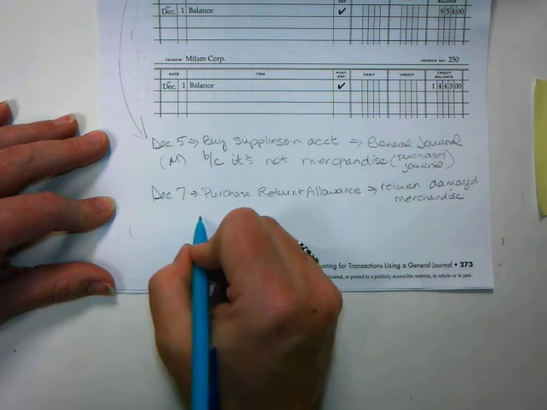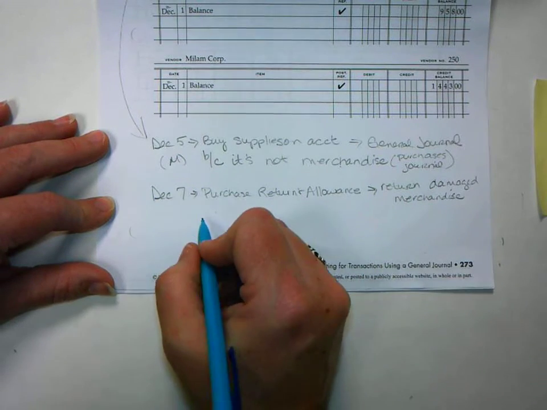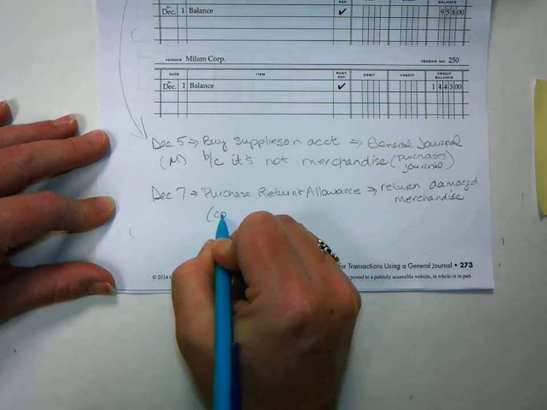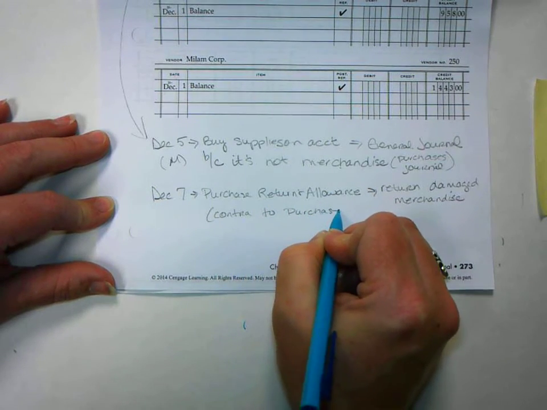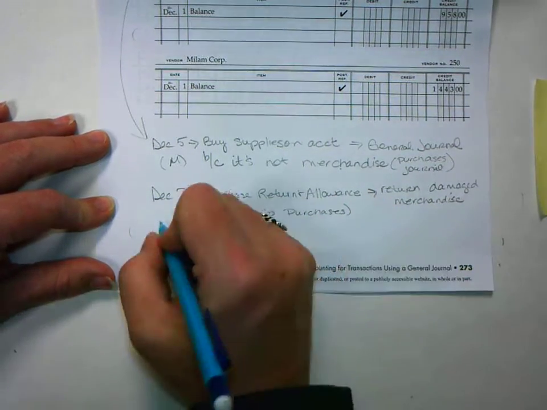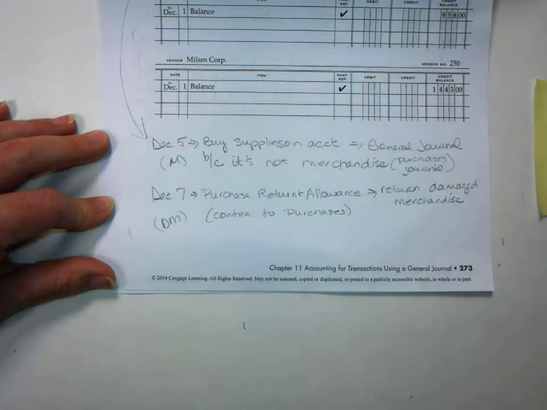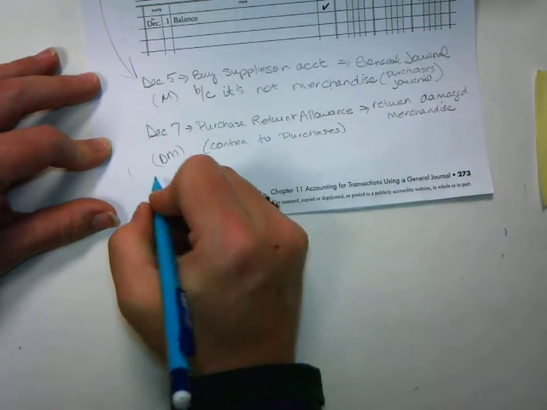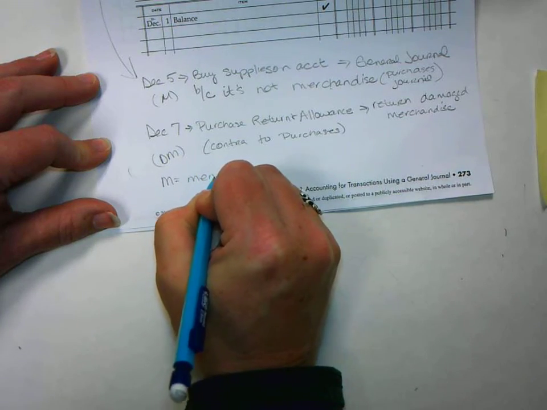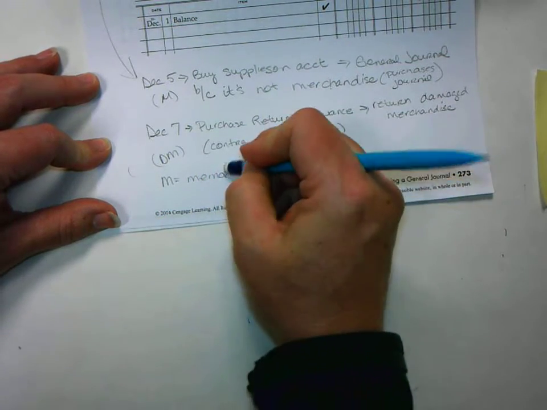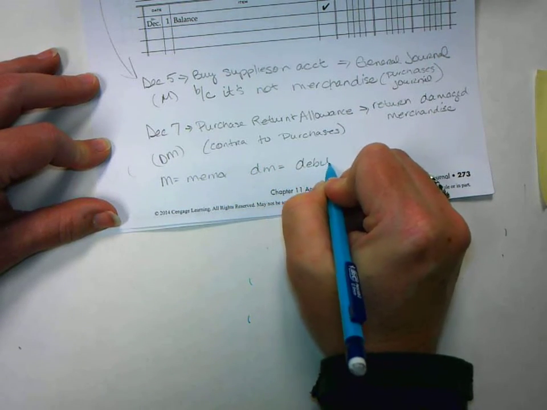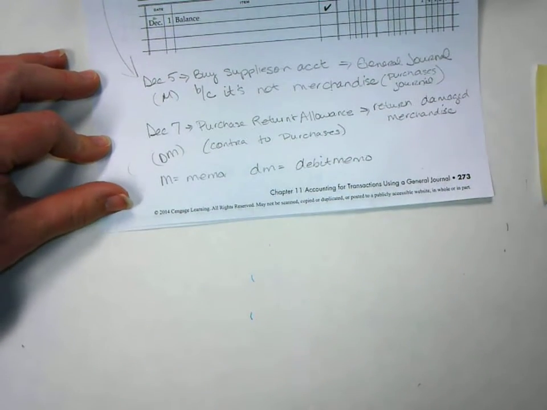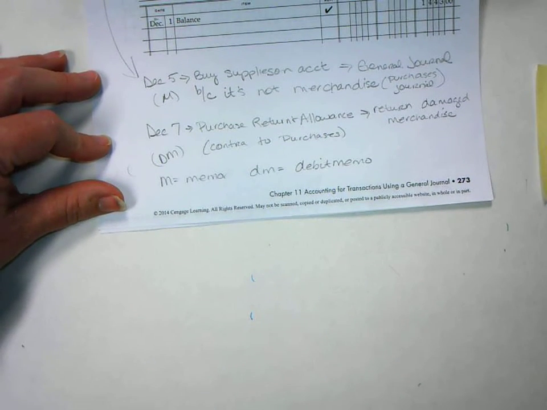So it's damaged merchandise, we return it. And this is a contra to purchases. Okay, and we'll see that debit memo is our source document. So M equals memo and DM equals debit memo. Again, so you have that as a reference. Okay?